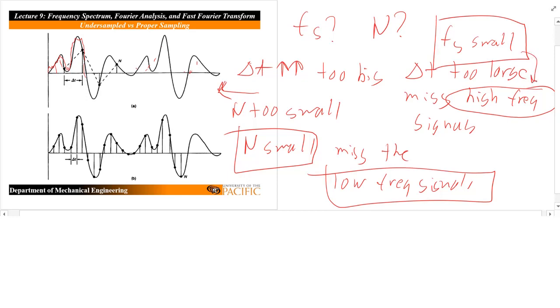So ideally, we'd want a situation like this. And honestly, we would even want our n to be even larger so that we hit this as well. But this is the basic idea here. In a perfect world, we would want Fs to be infinitely high, and we'd want n to be infinite. Now, can we do this?